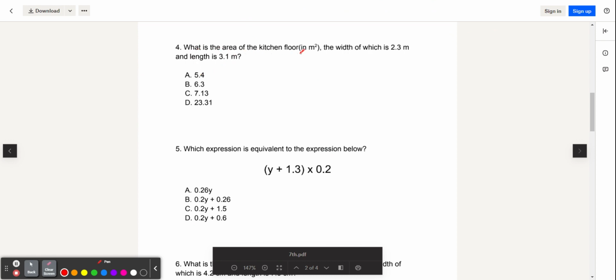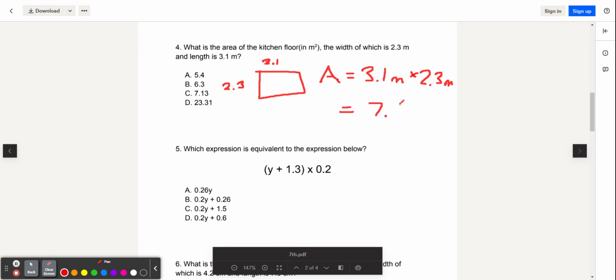Now, 4. What is the area of the kitchen floor in meters squared, the width of which is, so the kitchen floor is a rectangle, 2.3 meters, and the length is 3.1. The area of a rectangle, as you all know, is simply the two side lengths multiplied together. So if we write out our problem, all we need to do is multiply them out. 3.1 times 2.3, and it looks like it'll be around 7, because it'll be slightly bigger than 6. So, yep, it is 7.13 meters squared, which is C.